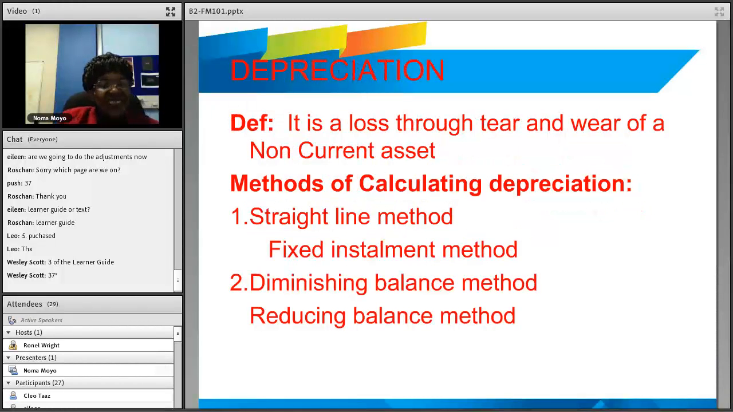Depreciation. What is it? If you bought your car for 100,000 last year, is it still 100,000? It has obviously lost value because of being used. So it is a loss through wear and tear of a non-current asset. A non-current asset is a fixed asset. Methods of calculating: we have the straight line method, which is sometimes called the fixed installment method. We have the diminishing balance method, which is sometimes called the reducing balance method.